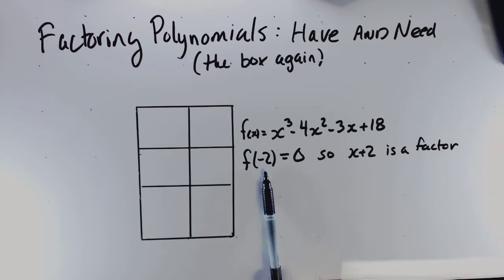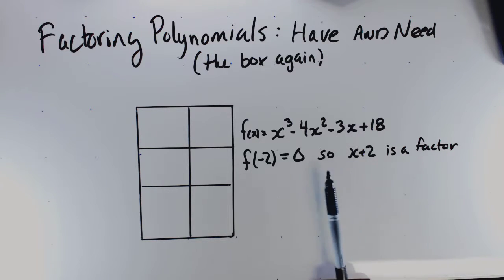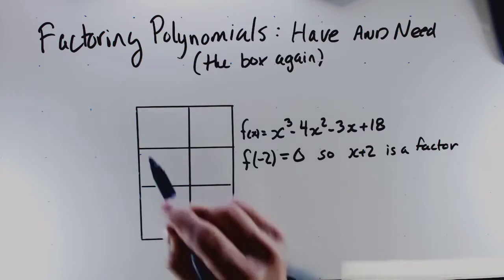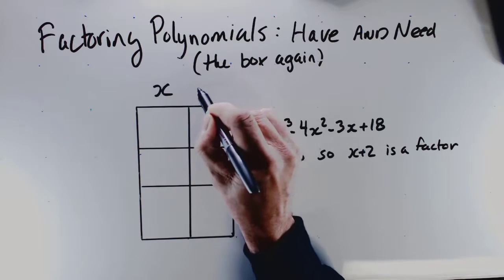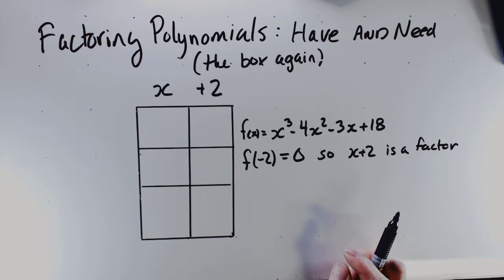I have learned using the factor theorem that f at negative 2 is equal to 0 because there are an impossible number of those to go through. And so I know that x plus 2 is a factor. And so x plus 2 goes up here. And fundamentally there is a quadratic, and we're going to do this just by the have and need method.